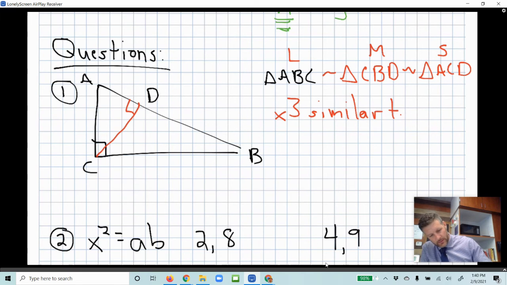Let me just draw it this way. Three similar triangles: big, medium, and small.